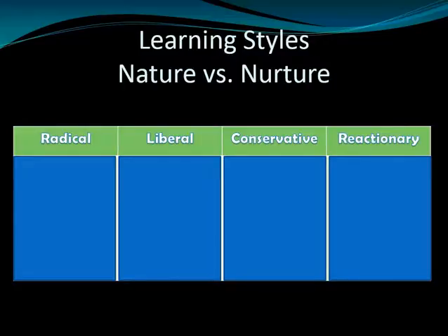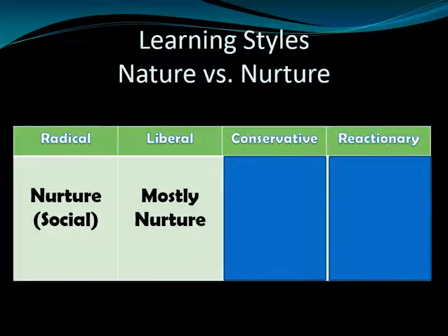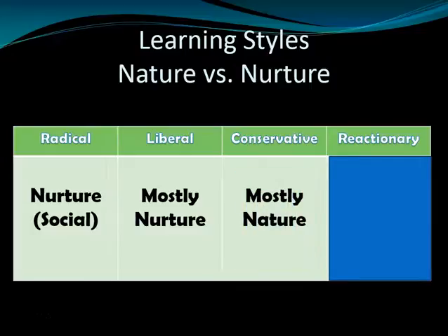So if we look at learning styles, nature versus nurture, what we mean by nurture is that you get your values by learning them. You learn them from society around you. And a radical would say that little babies, little children generally fall into the nurture category. They get their values from the people around them. Liberals would say that it's mostly nurture, although sometimes you are born good or bad or right or wrong. You're born knowing certain things, but for the most part, it's society that shapes you.